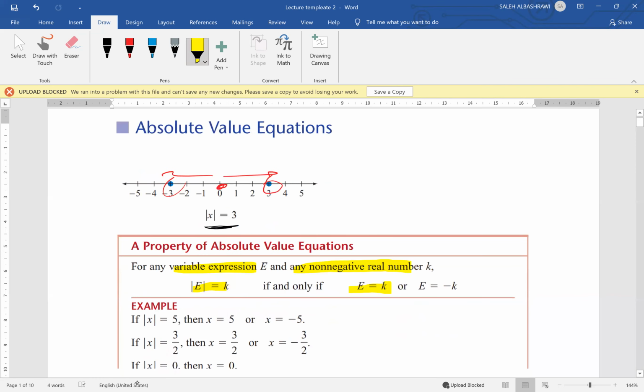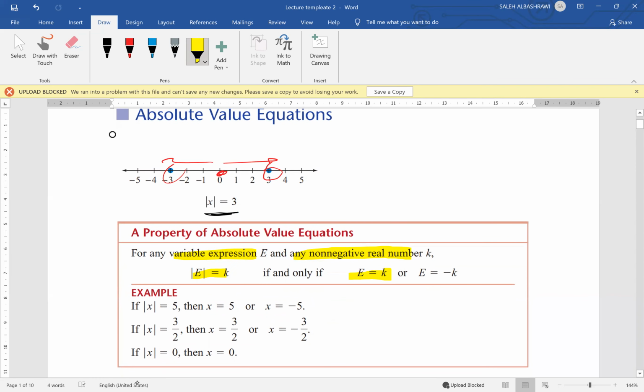For example, if we have absolute value of x equal to 5, it means that x equal to 5 or x equal to minus 5. If the absolute value of x equal to 3 over 2, then x equal to 3 over 2, take the positive, or the negative, minus 3 over 2. If the absolute value of x equal to 0, the only solution for this one is x equal to 0. So this is the property for the absolute value equations. Now let's apply it to some examples.